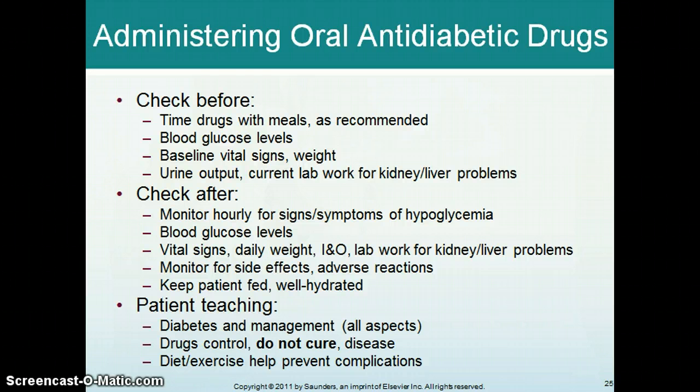In teaching a patient, they need to understand to be compliant with medications for diabetic management. That is taking the medications, watching what they're consuming for food, and exercising. The drugs do not cure the disease. They only help control the disease.